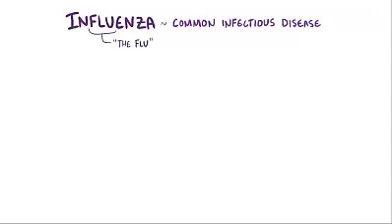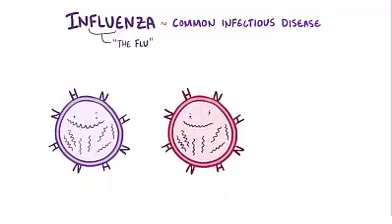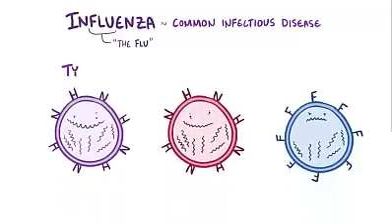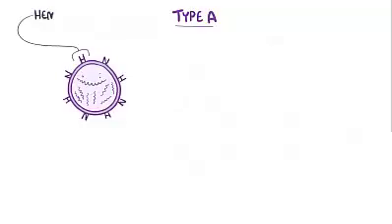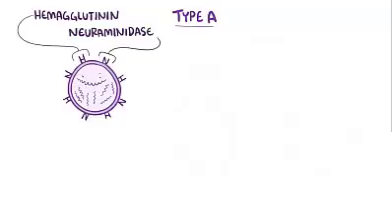Influenza, the virus that causes the flu, is one of the most common infectious diseases. Now, there are three types of influenza that infect humans, called Type A, Type B, and Type C. Now, Type A, the most common type of influenza virus, can be further subdivided based on two of the glycoproteins on its protective envelope surface, H protein or hemagglutinin, and N protein or neuraminidase.